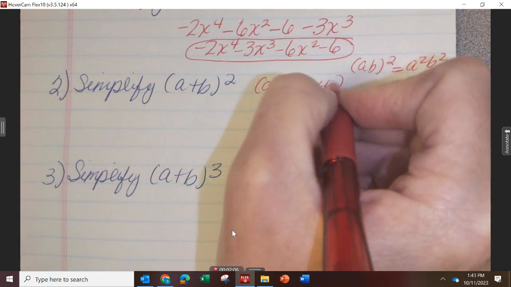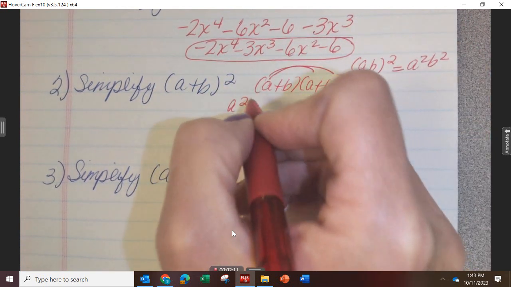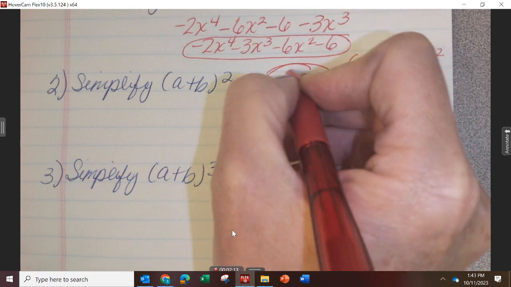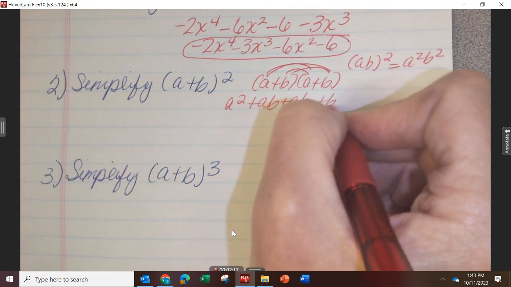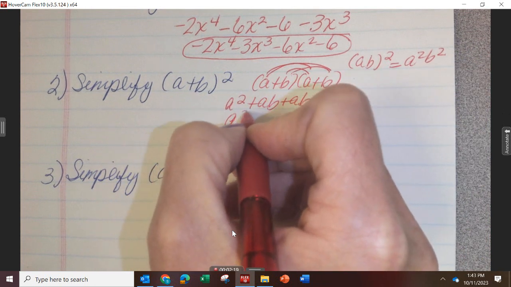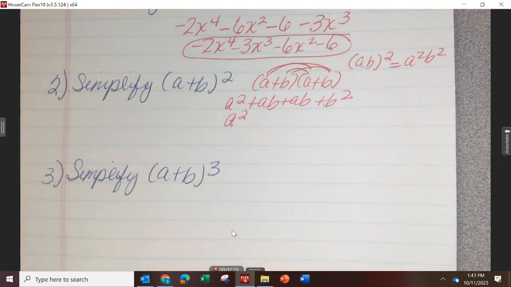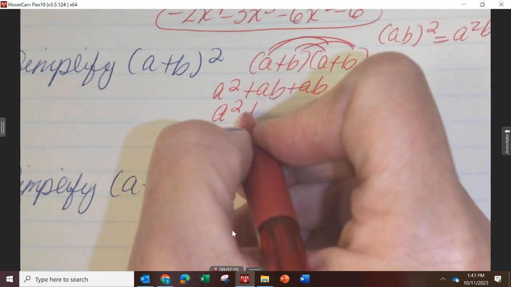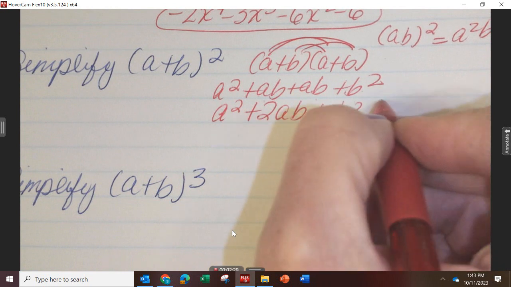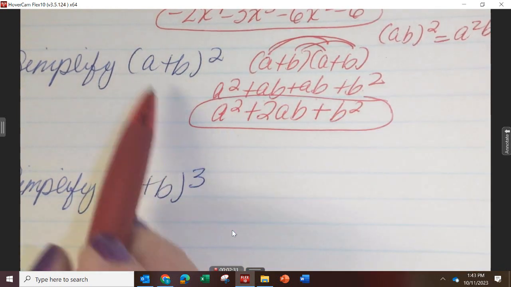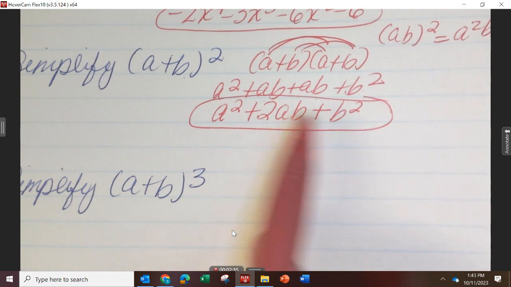So a times a is a squared, the a times b is ab, b times a is also ab, and then b times b is b squared. So we get a squared, and then if I have ab plus ab, what's that going to be? 2ab, and then plus b squared. So that's what I get for a plus b quantity squared. It's always going to be that.